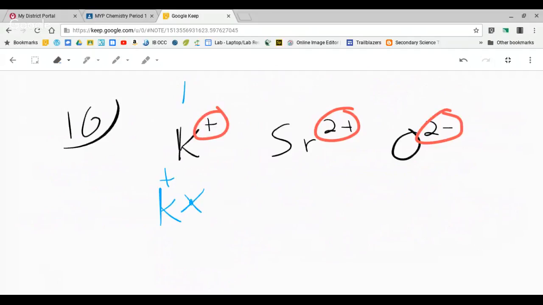Now, similarly with Sr, Sr is in group 2, not that far from potassium.